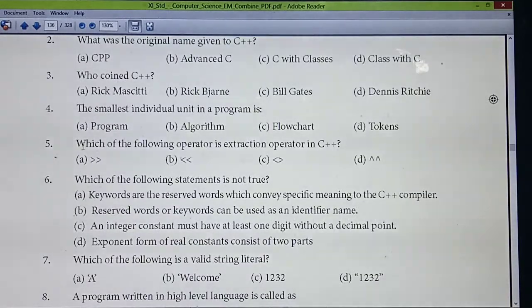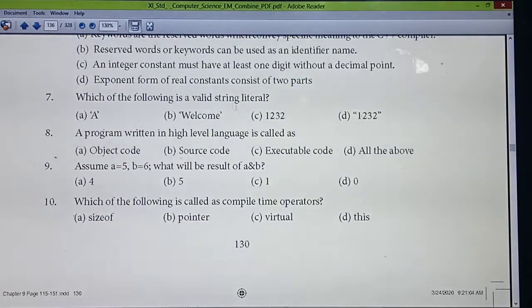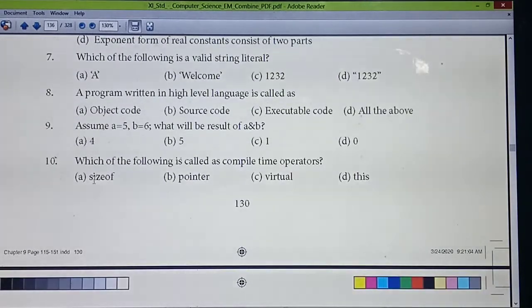Then fifth question answer is option A, 2 greater than symbol. Then sixth question answer is option B, reserved words or keywords can be used as an identifier name. Seventh question answer is option D, inside double quotes 1232. Then eighth question answer is option B, source code. Ninth question answer is option A, 4. 10th question answer is option A, sizeof. Okay, have you all marked?